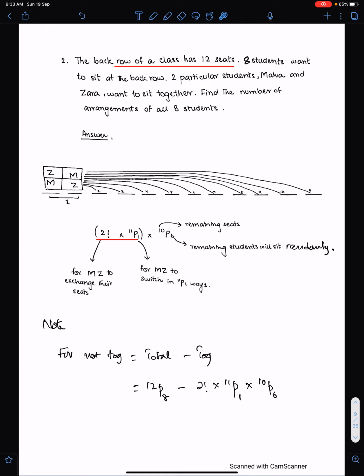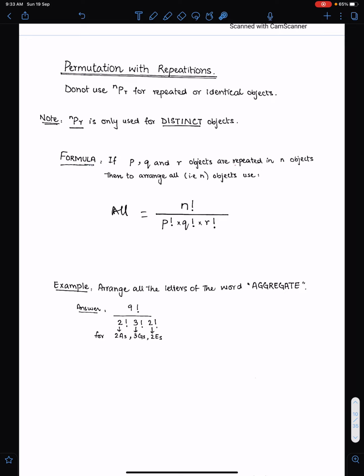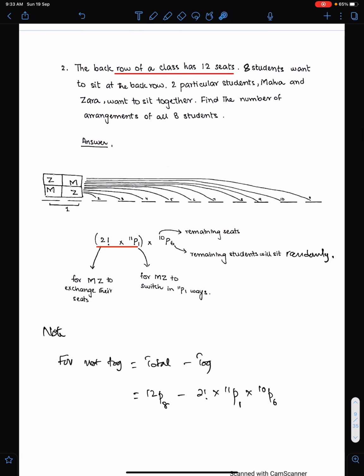So I'm completing this lecture here, and I will discuss permutation with repetition in my next lecture. I hope this first lecture will help you to understand the concepts of this chapter. Allah Hafiz.